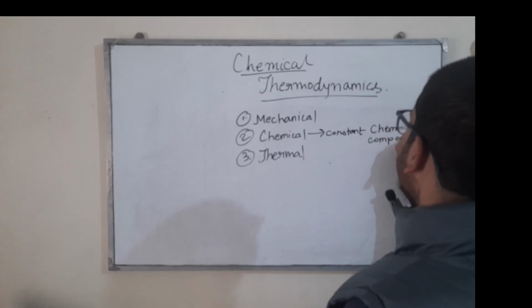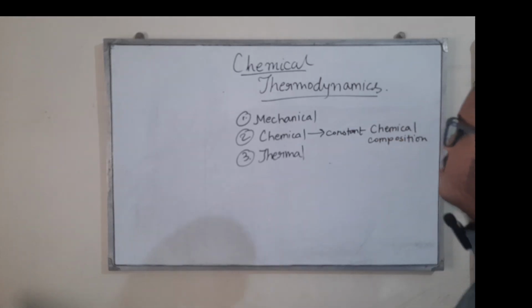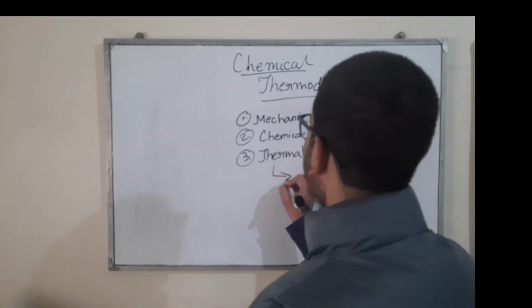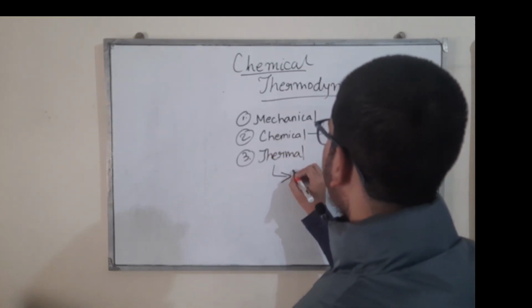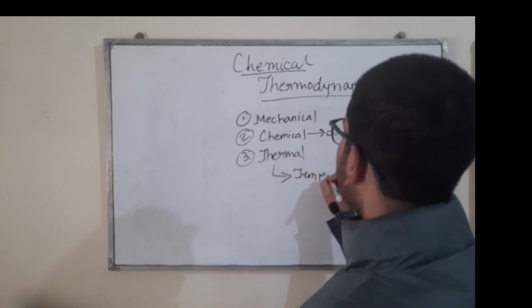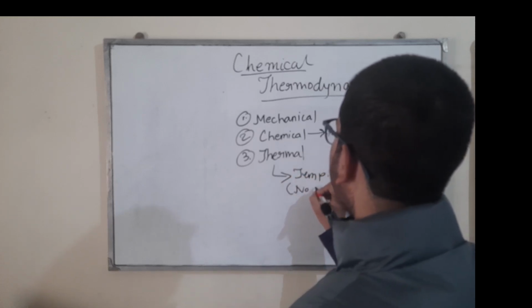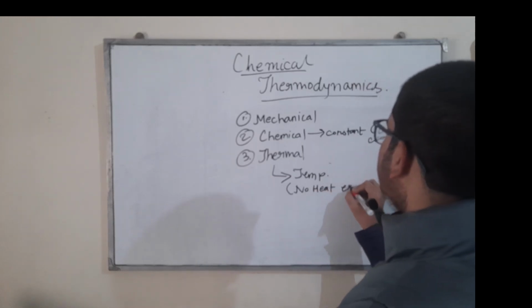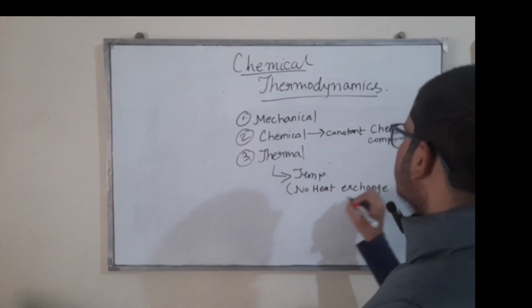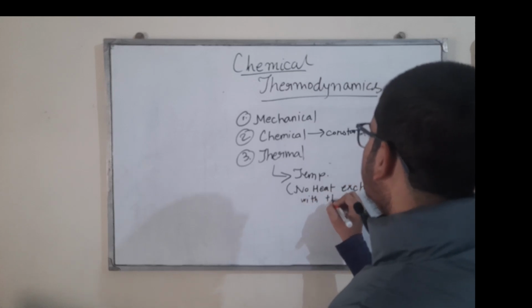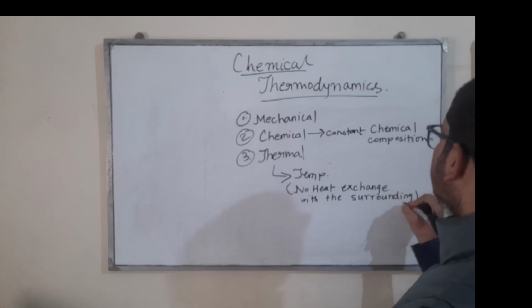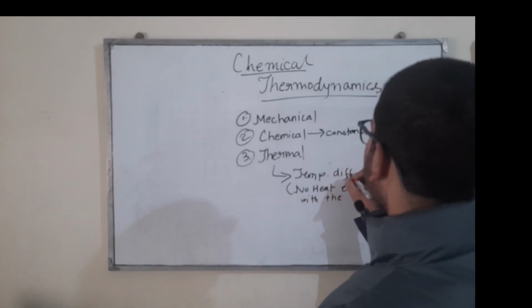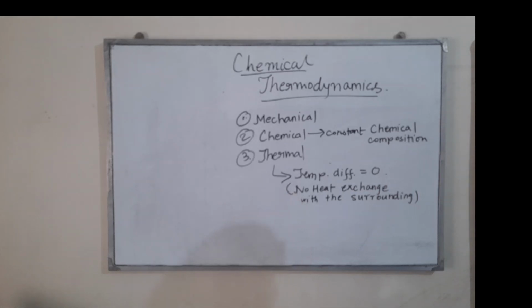Then it is said to be in chemical equilibrium. Now, what is thermal equilibrium? When it is having the same temperature, that is, no heat exchange with the surrounding. Temperature difference is 0 with surrounding. So no heat exchange with the surrounding.